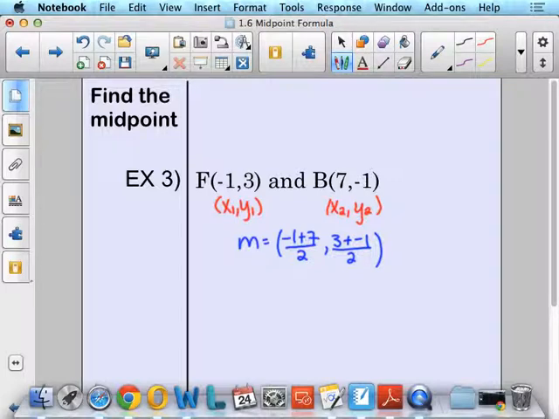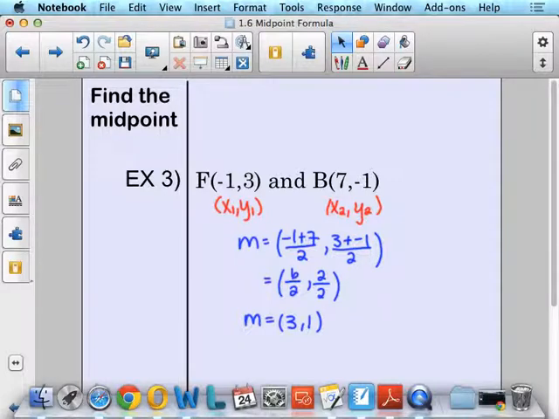So negative 1 plus 7 is positive 6. 3 plus a negative 1 is a positive 2. So 6 divided by 2 is 3, and 2 divided by 2 is 1. So for that midpoint, we get (3, 1).